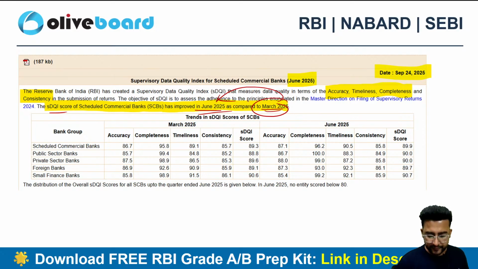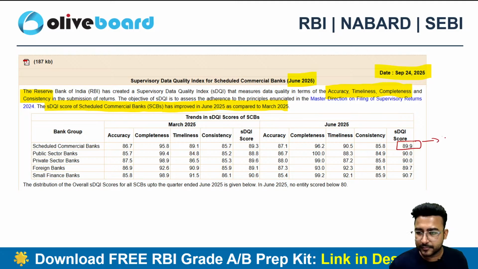In June 2025, the data has increased as compared to March 2025. Earlier, for scheduled commercial banks, it was 89.3. Now it is 89.9. So what you need to remember here is this particular data, 89.9. That's the SDQI score for scheduled commercial banks.